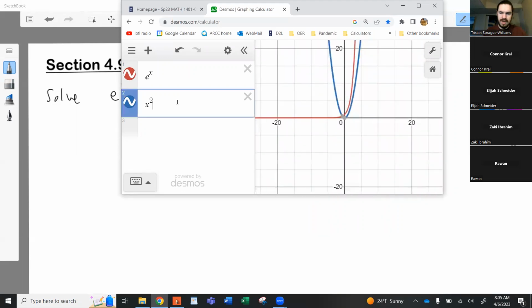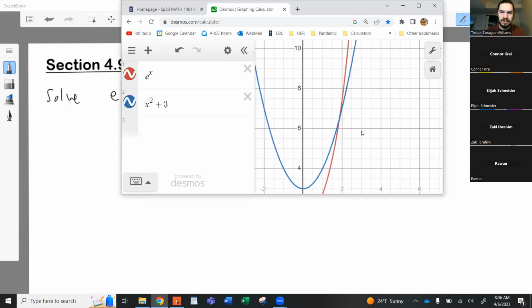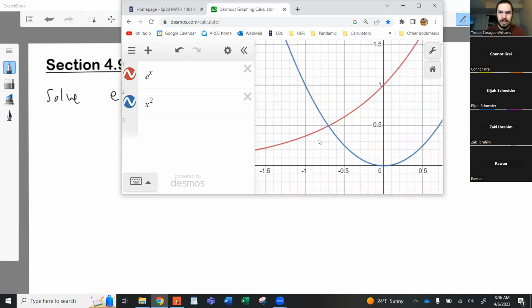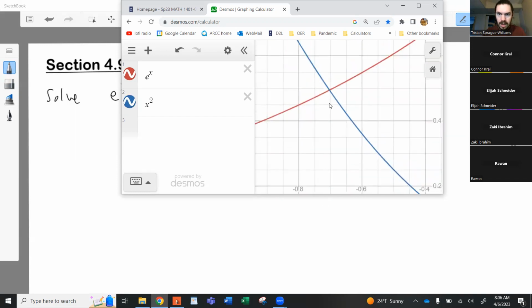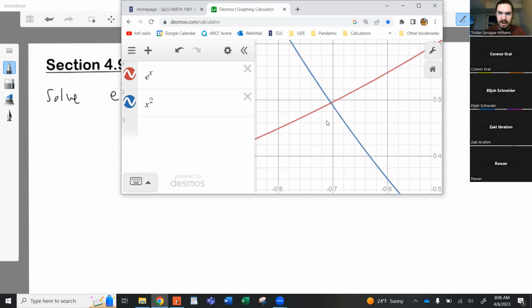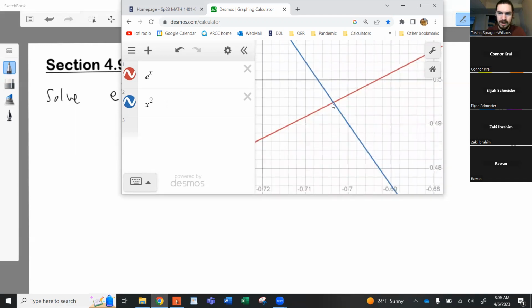Yeah, let's do it. Let's add a +1 in there, actually. Or plus, is that what I want to do? It's like a +3 or something like that. Where does that happen? Looks like they're going to cross once. Okay, where is that? It looks like it's going to be somewhere around -0.7, but not exactly. You know, there's -0.7. It's going to be a little bit to the left of that.